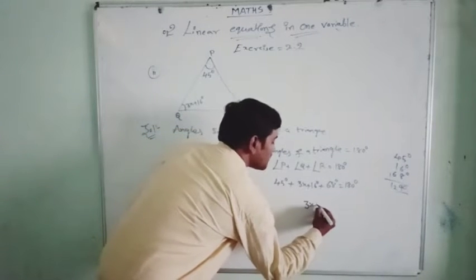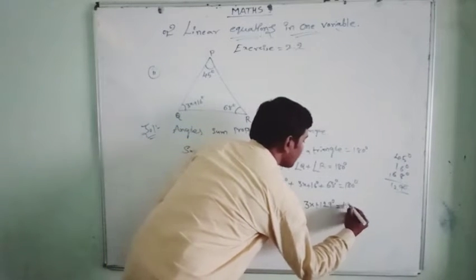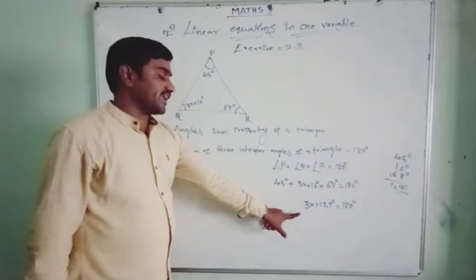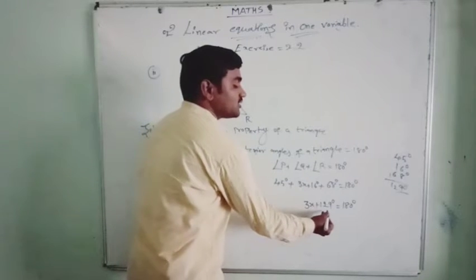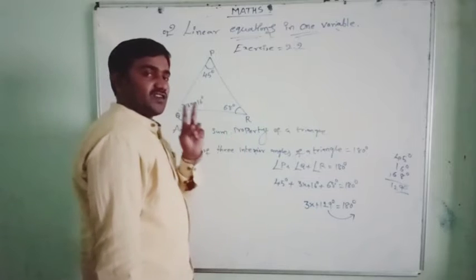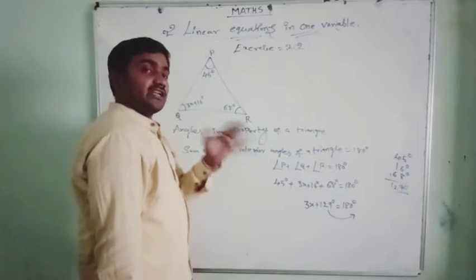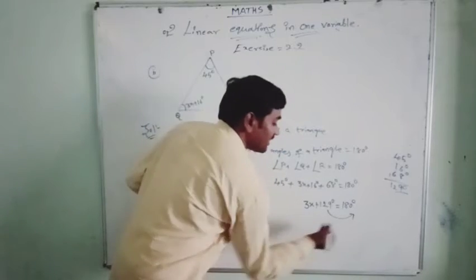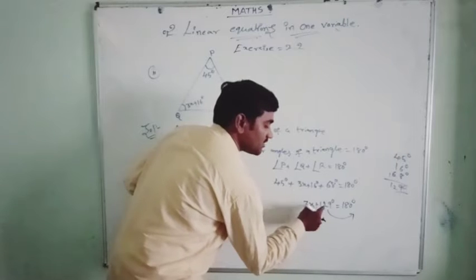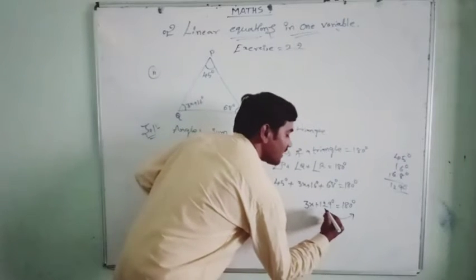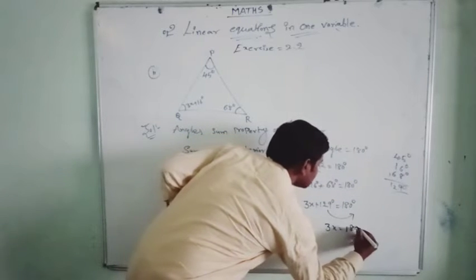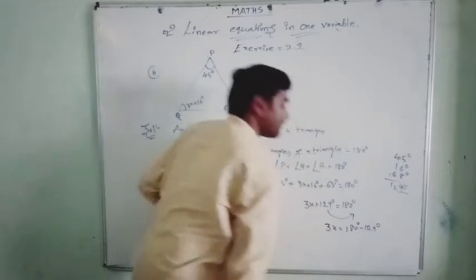So 3x plus 129 degrees equals 180 degrees. Now you have a linear equation in one variable. Now you can find the x value. To get the x value, first we need to transport the plus or minus connected term, then division, then multiplication. This is the way of transporting terms. Here there is no minus connected term, there is a plus connected term. So we will transfer that plus 129. If you transport it to the other side, that becomes minus 129 degrees.